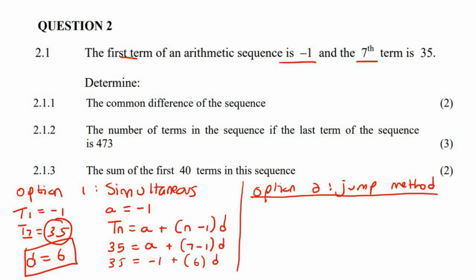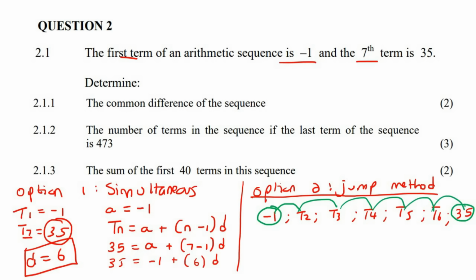So what you do is the following. You know that term 1 is negative 1, then you've got term 2, term 3, term 4, term 5, term 6, and then there's term 7, which is 35. The learners that enjoy this one realize that to go from here to here, how many jumps is that? 1, 2, 3, 4, 5, 6. Imagine that. There are 6 jumps.